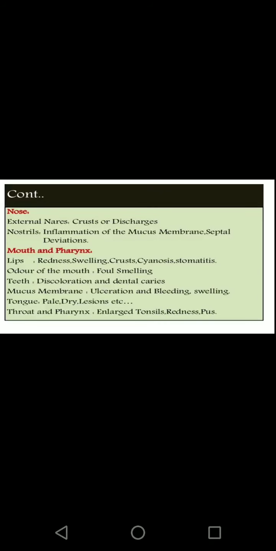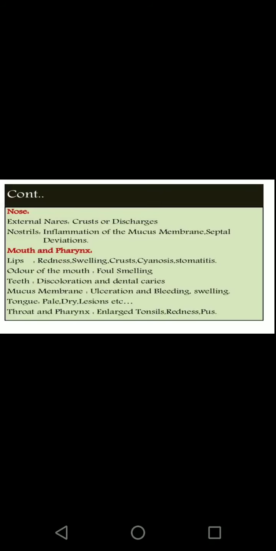Mouth and pharynx. You will check first the lips: redness is there or not, swelling, crust or cyanosis, stomatitis, or any kind of odor from the mouth or foul smell. Then teeth for discoloration and dental caries.